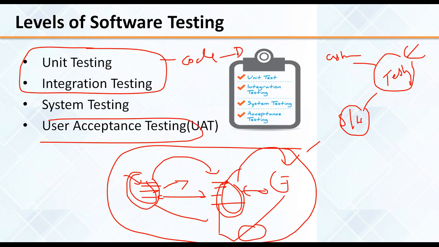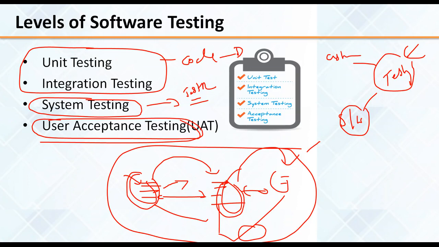System testing, we don't know the code they have internally created. So here we need to focus on the test cases or test requirement, whether the system or entire application is working according to the customer requirement or not. That we are going to test. So system testing is done by the testers. And user acceptance testing is done by the users or customers in their environment. So that is user acceptance testing.